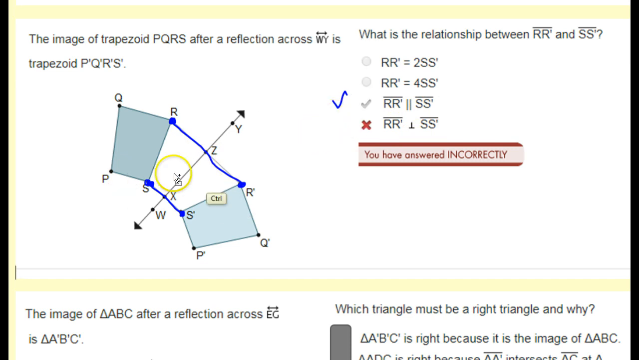Boom. Okay. This is the symbol that means perpendicular. So if one of them went like this and the other one went like that, you know, with a right angle in between, that would be perpendicular. But looking at the two segments, this is not what happened. They are parallel to each other. Okay, this is the symbol for parallel.